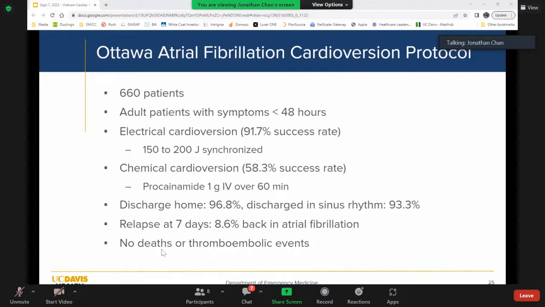Any questions so far before we move on to the next area of wide complex tachycardias? Any questions, feel free to ask, or if you want to put in the chat.